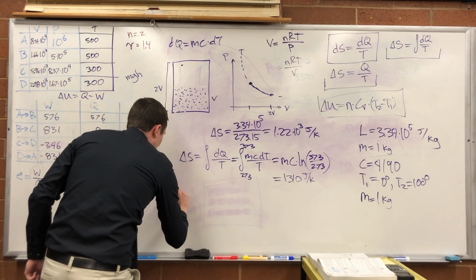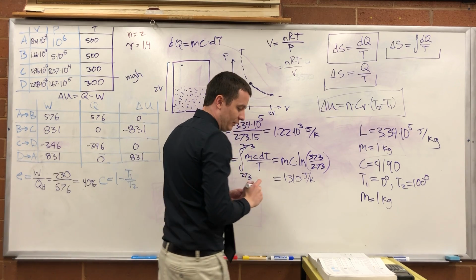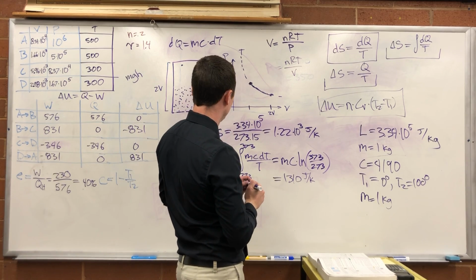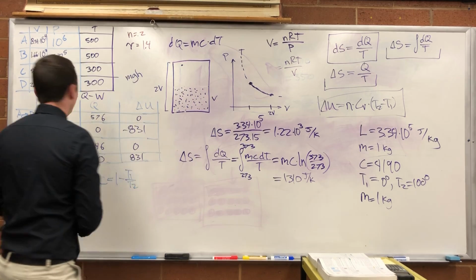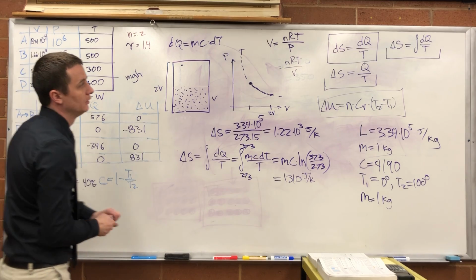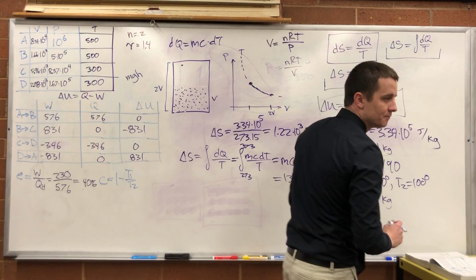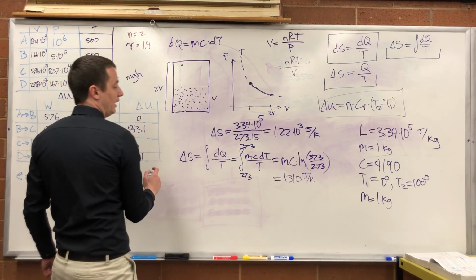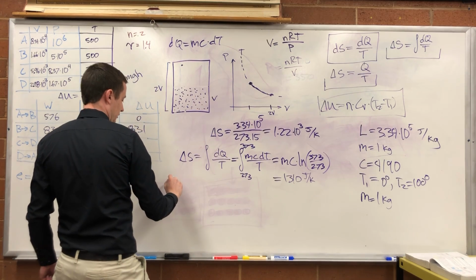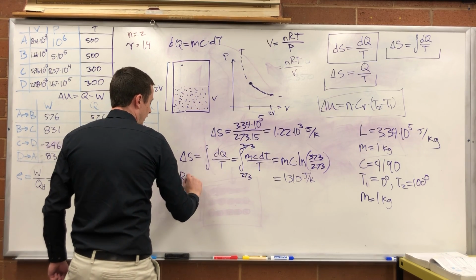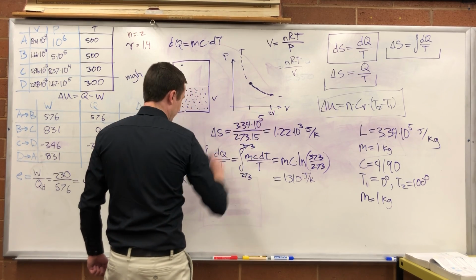Okay, so now let's calculate our change in entropy. It's going to be equal to our integral of a... You don't need to do the integral. Yeah, thank you. We just need the work. It's an isothermal process, so Q and work are the same thing. So we just need to calculate the work. What's the work done going from here to here? NRT times the natural log of V2 over V1. NRT times the natural log of 2V over V, which is 2.